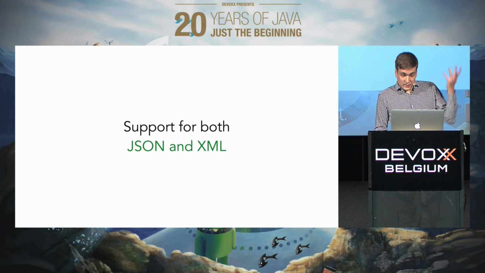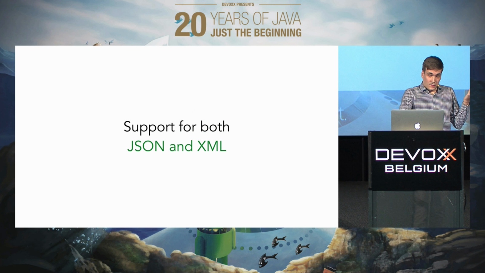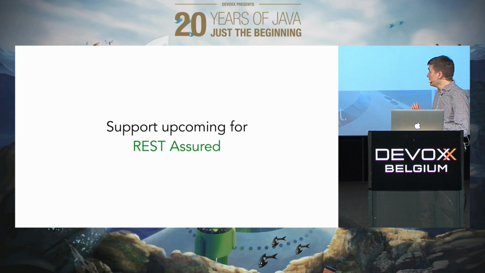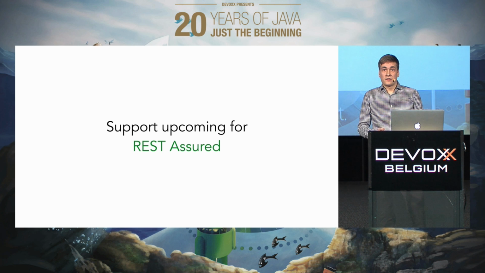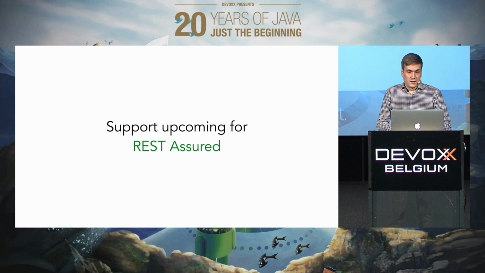So this library supports JSON and also XML. So if you have response bodies or request bodies in XML, it's also supported. And there's support upcoming for REST assured. This is really nice, not specifically because of the REST assured tool, while it's a nice tool, but because it will decouple Spring REST docs from Spring Mock MVC. So you can use it without it, really. And that's really nice, right? So that's coming up, probably in the next minor release, I would say.